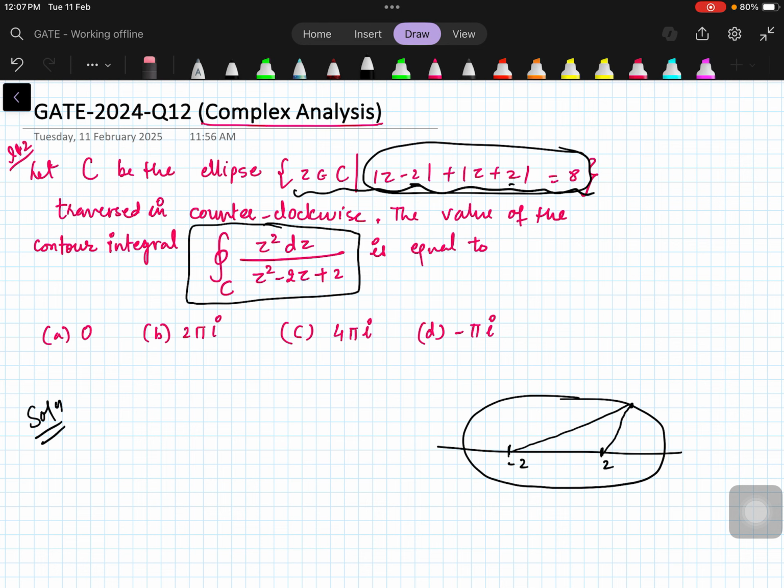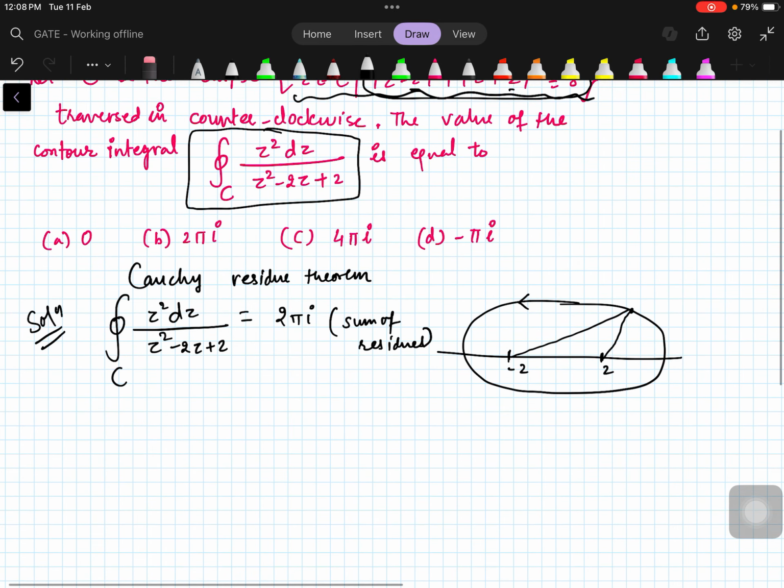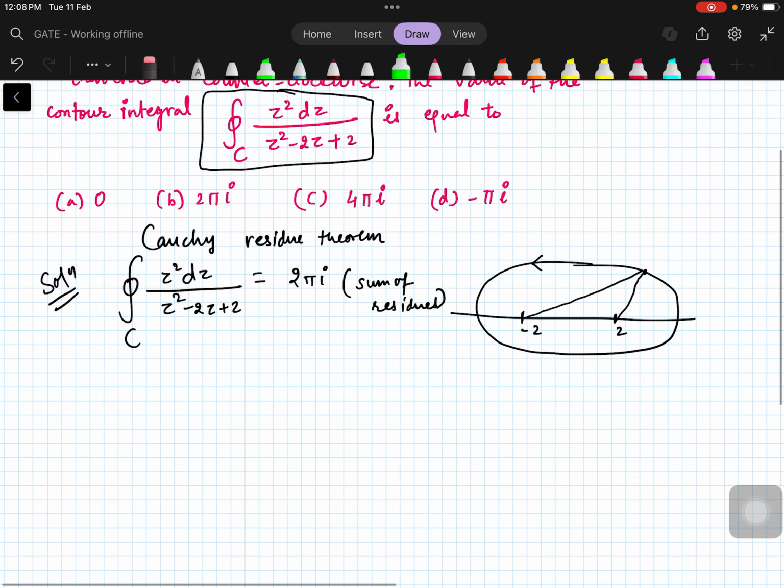Now the ellipse is traversed in the counterclockwise direction, so you have to find out this. Can you tell me what theorem comes to your mind when you see this? This is equal to 2 pi iota times the sum of residues, right? This is called the Cauchy residue theorem. So what you have to do here is find your residues. First of all, we have to see if there is any singularity of this function inside the ellipse.